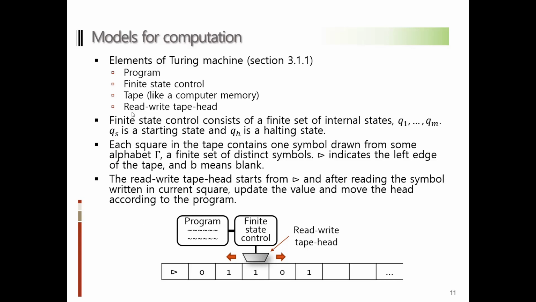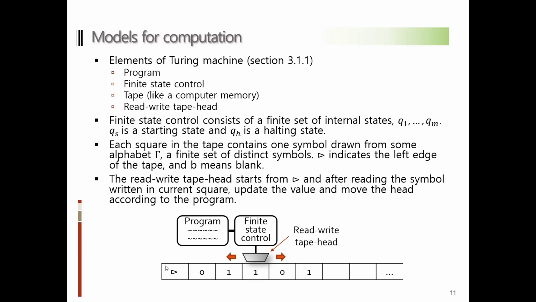The first component is that it will have some kind of finite state, and the state of this finite machine will move between several of these states, and each of the states will be labeled as q1 to qm. There will also be a starting state and a halting state, meaning the stopping case.